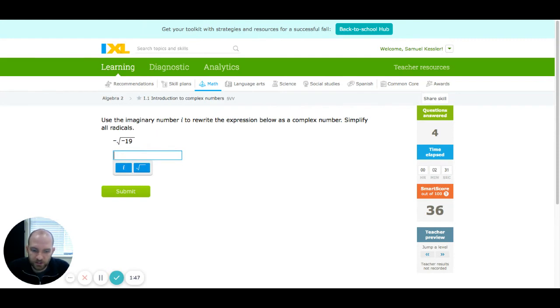This next one's going to work very similarly. We'd have a negative out in front. We've got the square root of 19, and then we pull out the i.